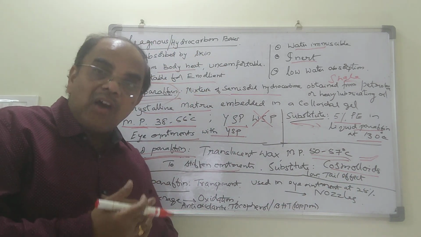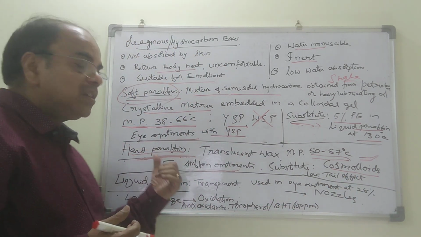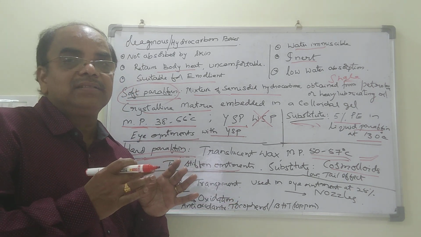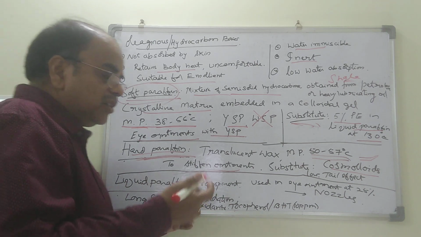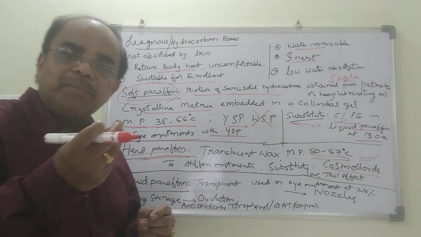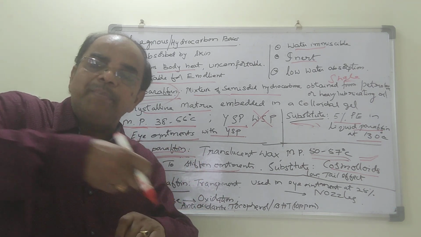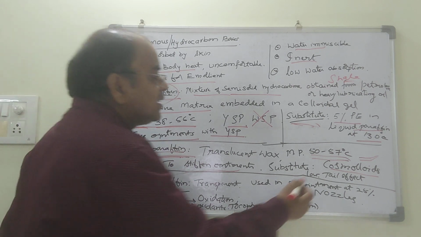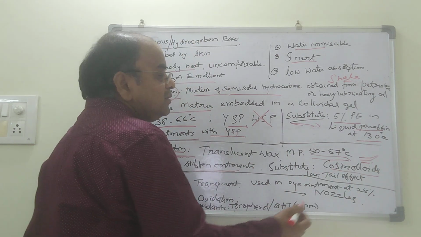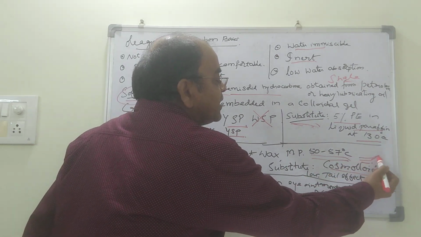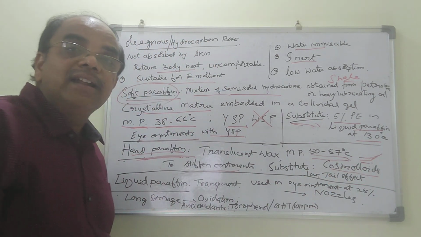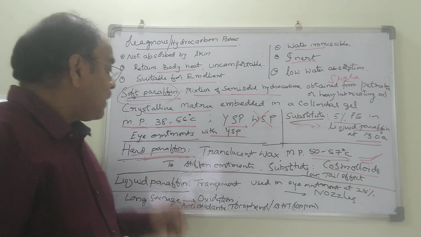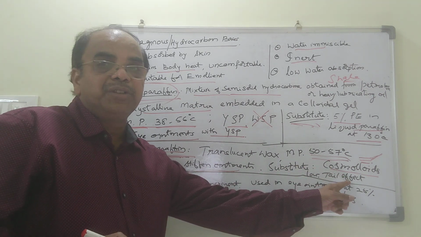If we are using the cosmoloids instead of the hard paraffin, we can reduce the tailing effect. What is the tailing effect? You take some ointment. Generally, you are using the paste in the morning. When you apply the paste, there is sometimes some tailing effect. It is applied here on the skin and it comes like a tail like this. The tailing effect can be reduced by using cosmoloids instead of hard paraffin as a substitute.